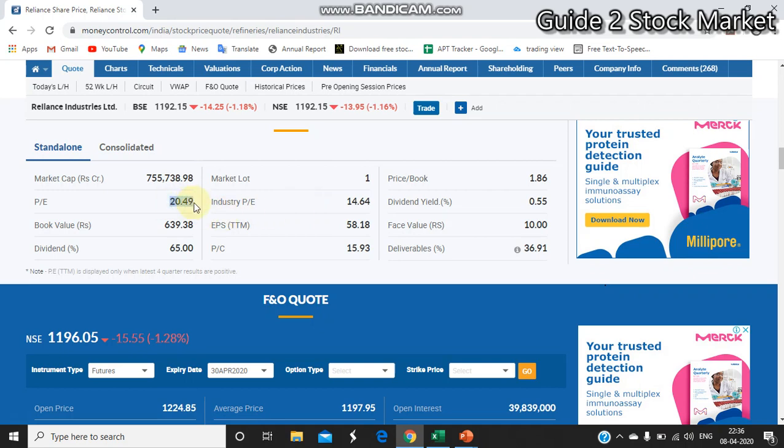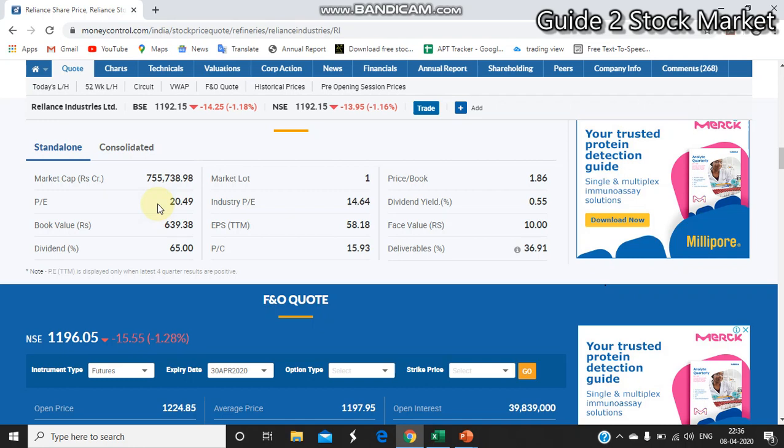If you could see here, the industry PE is 14.64 and Reliance PE is 20.49. It means Reliance is trading at a higher premium than the whole industry average of 14.64. There's a thumb rule: the lower the PE, the cheaper the stock; the higher the PE, the more overvalued the stock. But it doesn't mean you should go and buy a lower PE stock and neglect a higher PE one. It's not like that.